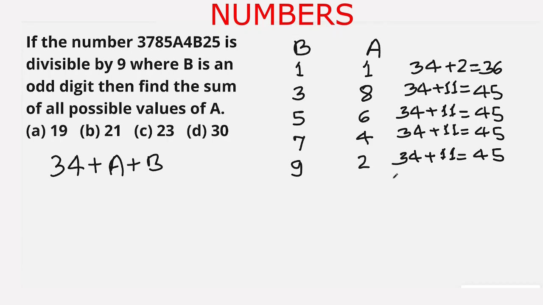Hence, the possible values of A are 1, 8, 6, 4 and 2. And the sum of these digits is 1 plus 8 is 9, plus 6 is 15, plus 4 is 19, plus 2 is 21. And from the given options, our answer is option B 21.